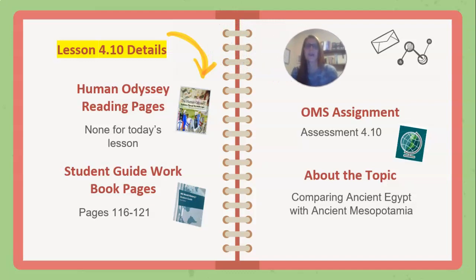Our lesson details our Human Odyssey reading pages. There are actually no reading pages for this lesson, so you should have read all the previous pages, which will help you to fill in the chart and the information we have for this lesson. Student Guide Workbook pages 116 to 121. Your assessment is 4.10 in your OMS. And then about the topic, comparing ancient Egypt with ancient Mesopotamia.